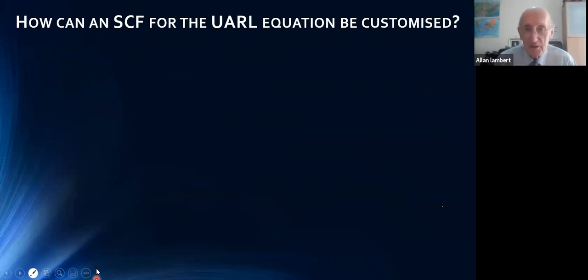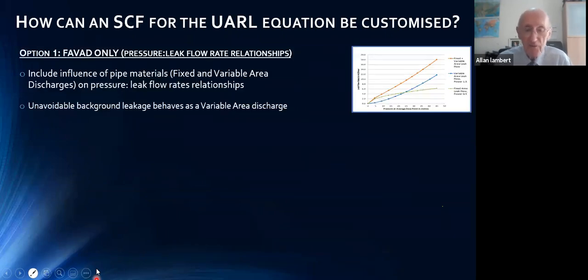So how can we customize it? Well, first of all, we can customize it for FAVAD only. In other words, rather than taking an N1 of 1, we can include the influence of pipe materials on pressure flow rate relationships. Now, also bear in mind that in the URL, we include unavoidable background leakage as well as bursts. And unavoidable background leakage makes up around 60% of the URL, and it behaves as a variable area discharge. So even if you've got totally rigid mains, you've still got a huge amount of variable area leaks sitting in your system in the unavoidable background leakage.